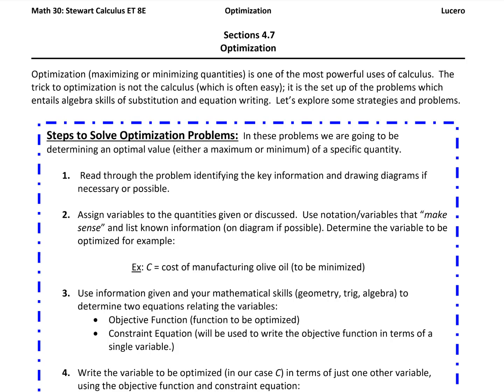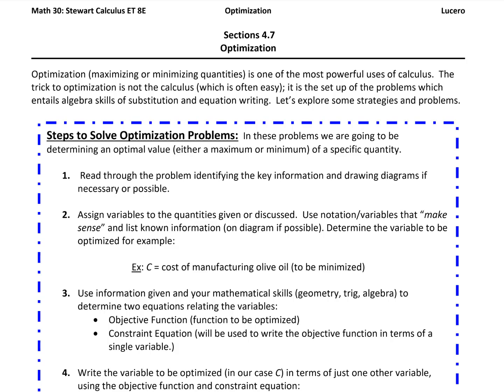In this section, we're going to talk about optimization, where we maximize or minimize a quantity, and it is one of the most powerful uses of calculus across a variety of subjects and topics and real-world applications. And so the trick to optimization is often not the calculus portion of it.